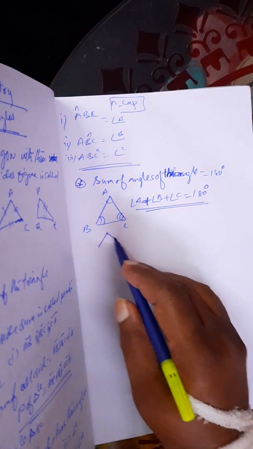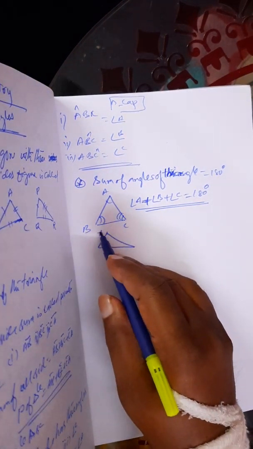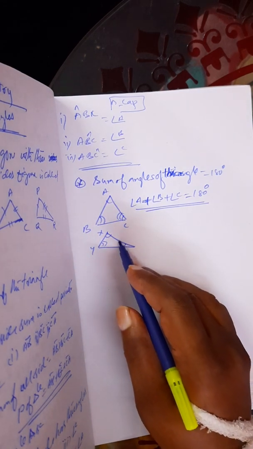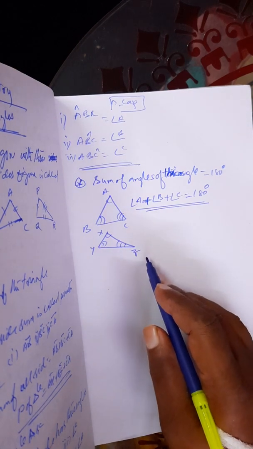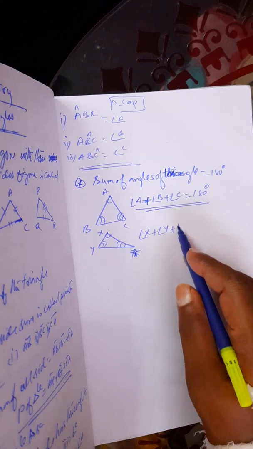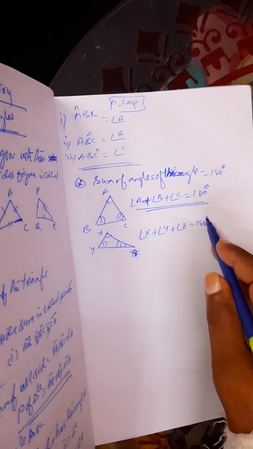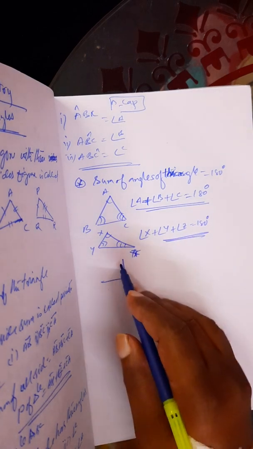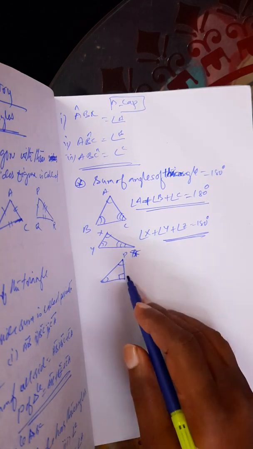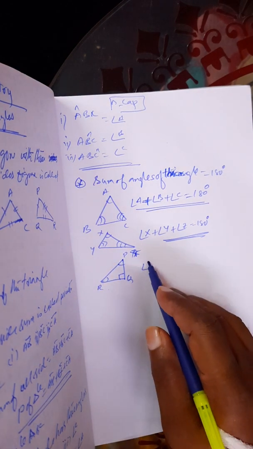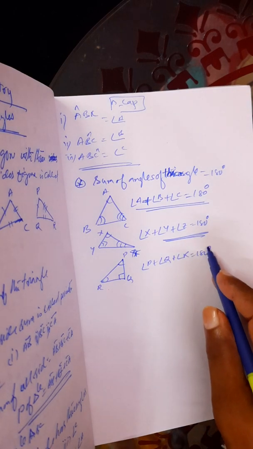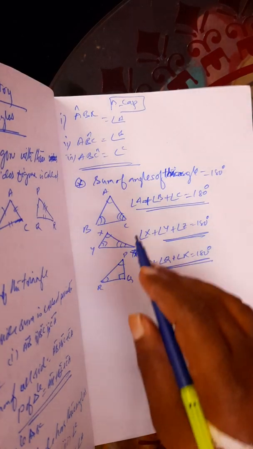So any triangle, if you take, whether it looks like a small one or a big one, the sum is always the same. XYZ is there. Again angle X plus angle Y plus angle Z is 180 degrees. Even if you are taking a right angle triangle, PQR, whatever it is, angle P plus angle Q plus angle R equal to 180 degrees.